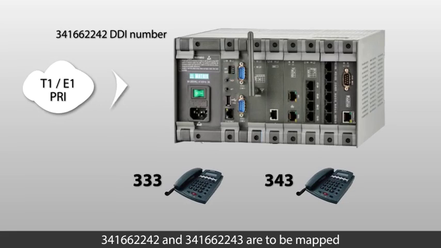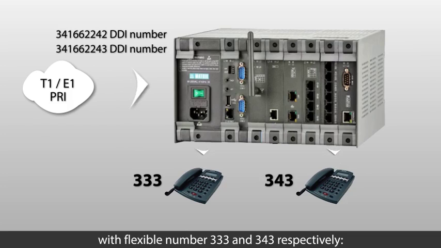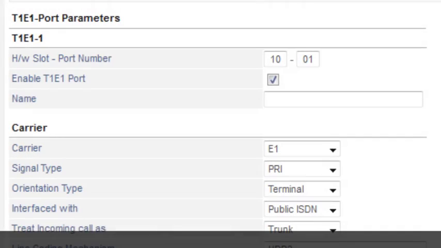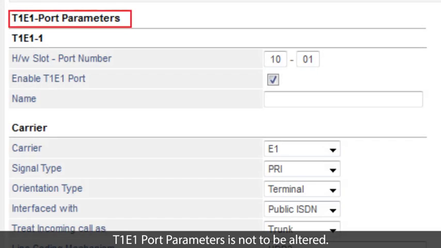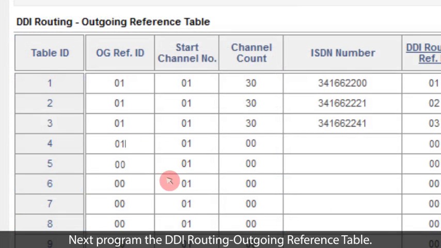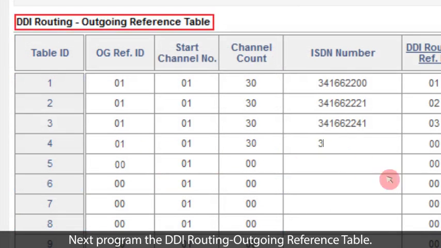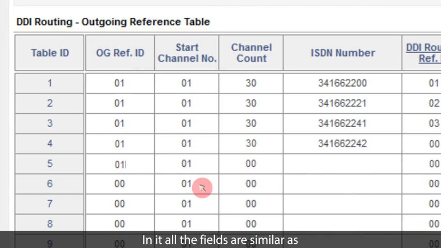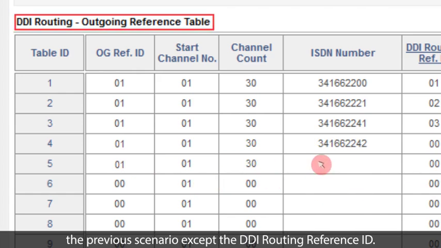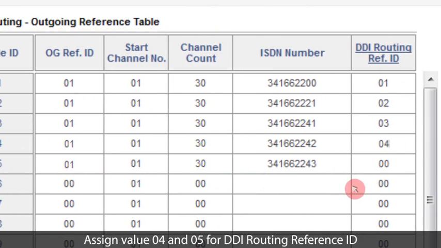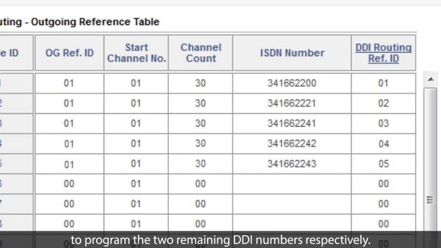341662242 and 341662243 are to be mapped with flexible numbers 333 and 343 respectively. The programming on the T1E1 port parameters is not to be altered. Next, program the DDI routing outgoing reference table. In it, all the fields are similar to the previous scenario except the DDI routing reference ID. Assign values 04 and 05 for DDI routing reference ID to program the two remaining DDI numbers respectively.